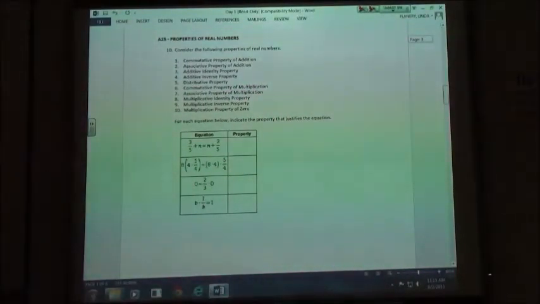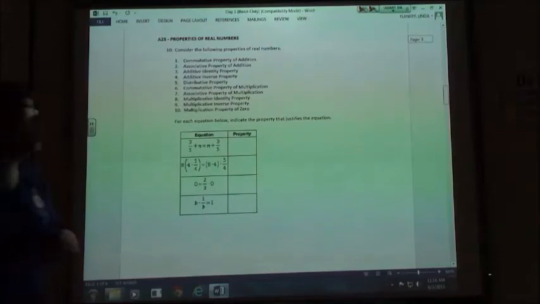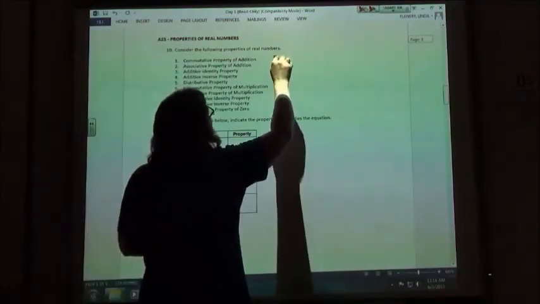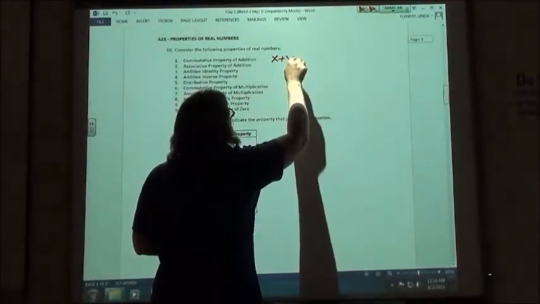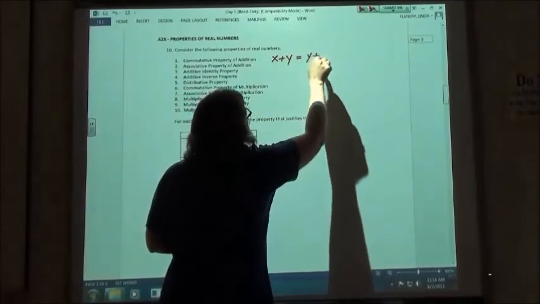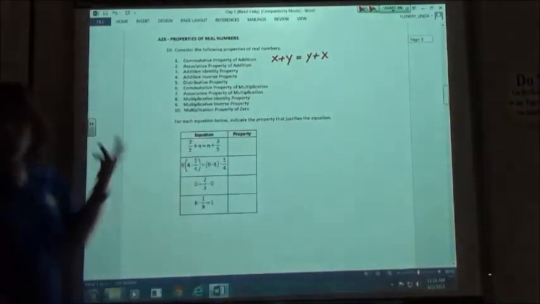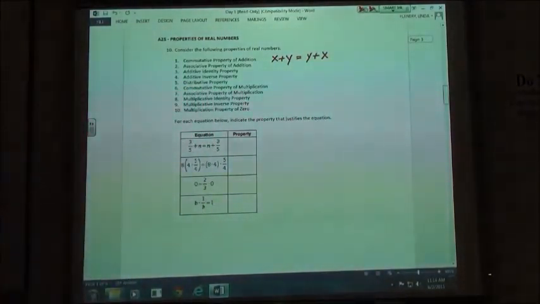Properties of real numbers. Commutative property of addition. The commutative property says you can change the order. So if you look on the ALEKS program, they'll show you something like x + y = y + x. I can switch the order of my adding and get the same answer. 2 + 3 is the same thing as 3 + 2.